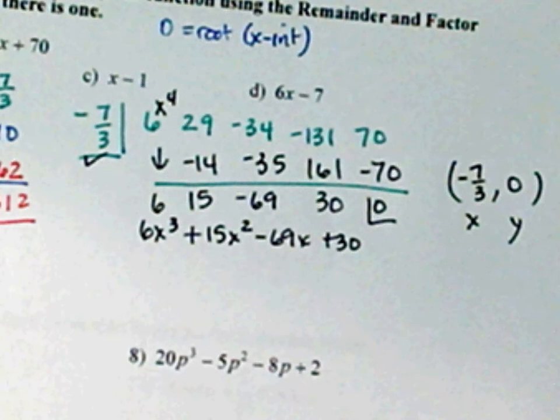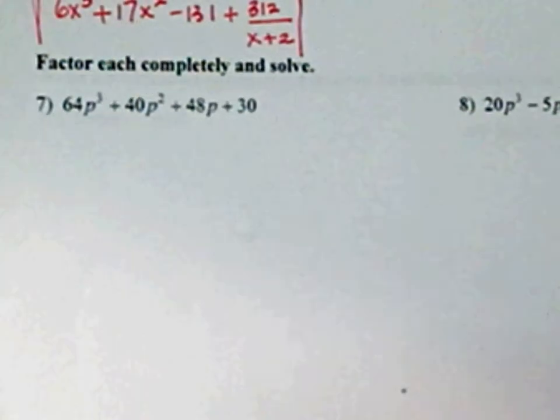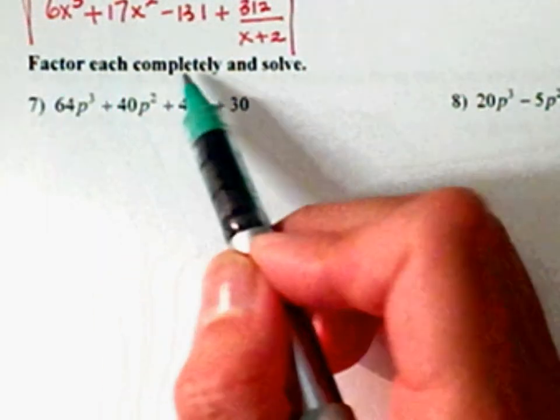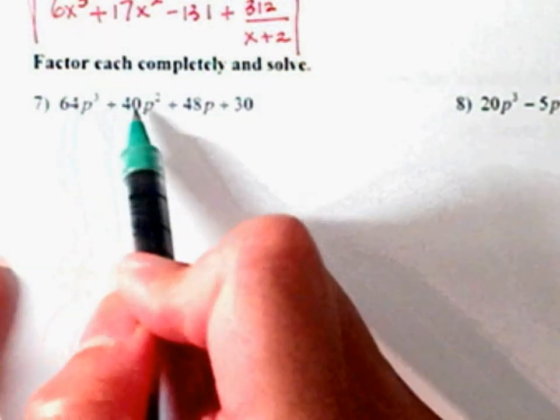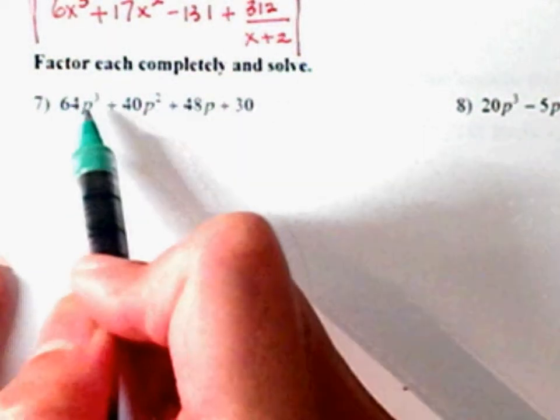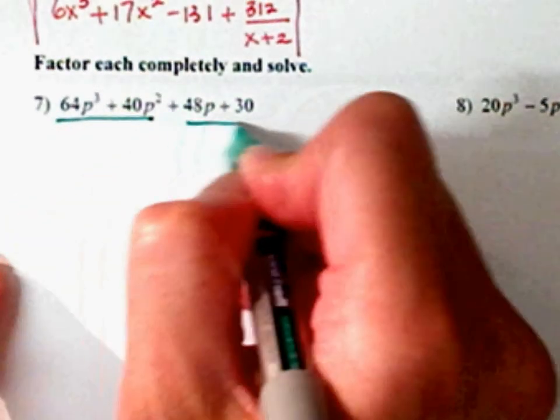All right, let's go to number 7. Number 7 says, factor each completely and solve, okay? All right, look how many terms you have. 1, 2, 3, 4. They're in order from your highest to lowest. Group the first two together, group the last two together.